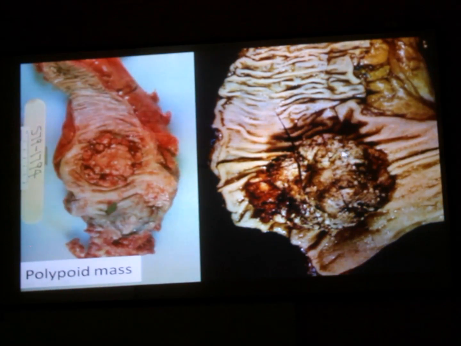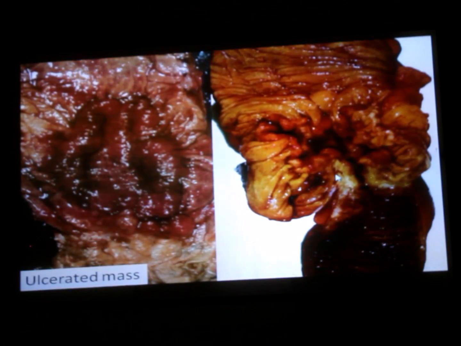So this is cauliflower-like growth or exophytic growth. This is the normal mucosa. Inside, if you open the colon, you see this normal mucosa. This is the growth. This is the cancer. Okay. So adenocarcinoma colon.